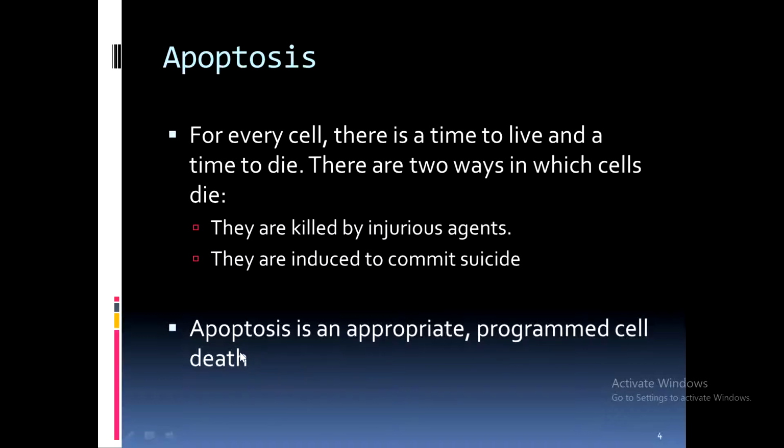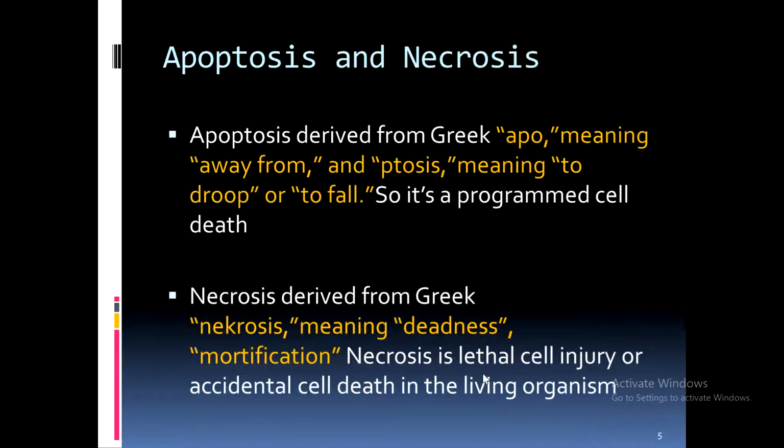By definition, our first learning objective was that you should be able to define apoptosis, and apoptosis is an appropriate programmed cell death. Basically apo means away from, and tosis means to droop or to fall. So it is just like the falling of leaves, as you know that in autumn leaves fall. Apoptosis has been derived from the same Greek phenomenon, the falling away of leaves. So it is basically a programmed cell death, just like the falling of leaves of the trees in autumn.